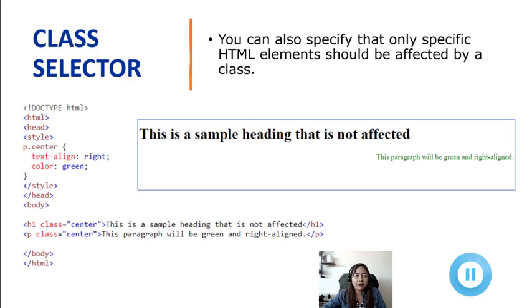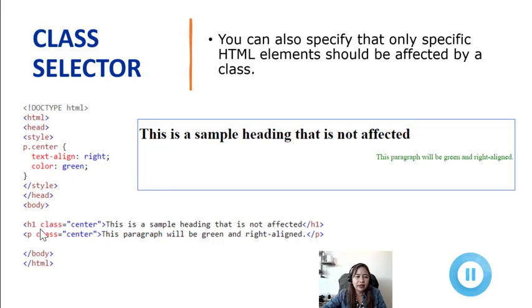Alright, so the next part of our discussion is on class selector. So you can specify that only a specific HTML element should be affected by a class. So as you can see here, you have p dot center. Now this is very specific that you only want your paragraph to be affected by this particular format. So again, you're using the right alignment and the color green.